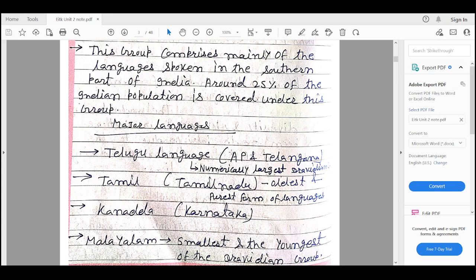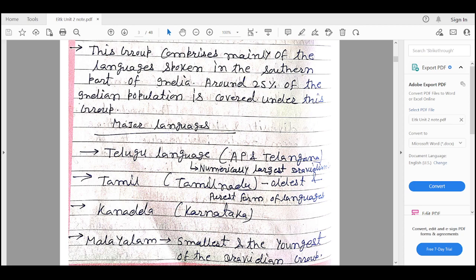Telugu is the numerically largest Dravidian group of language. Tamil, the oldest and purest form of language. Kannada, majorly spoken in Karnataka. Malayalam, the smallest and the youngest of the Dravidian group. This is the second group of languages.